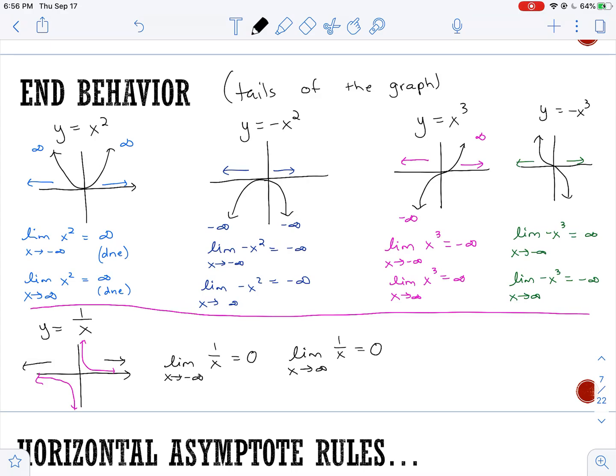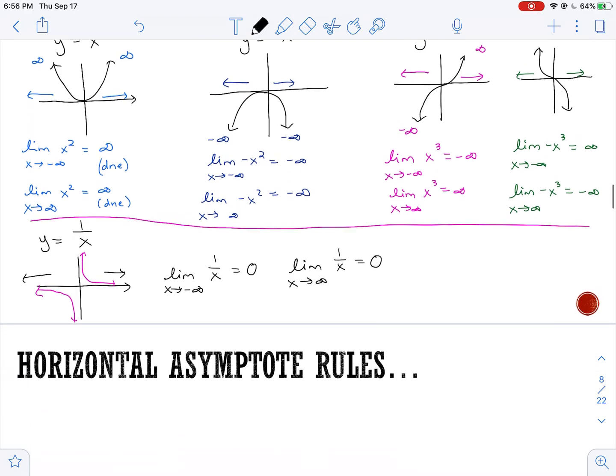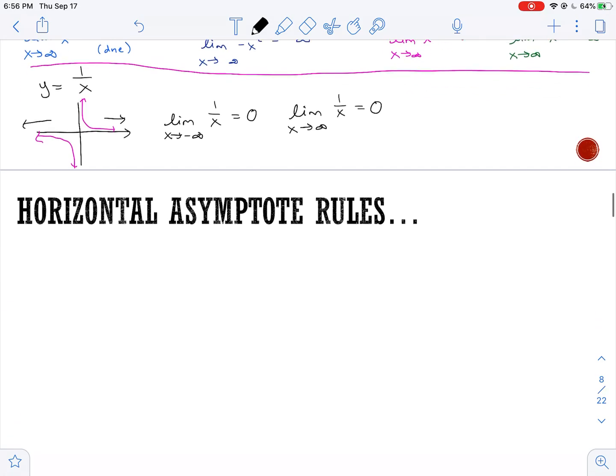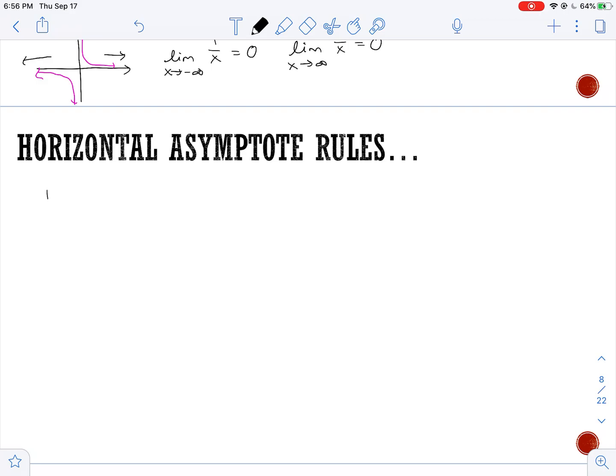And so remember, your first step in any limit problem is to plug in. So if I plugged in infinity, 1 divided by infinity, that'd be 1 divided by a really, really big number, which is going to get closer and closer to 0. So let's remember our horizontal asymptote rules. Those are the rules that apply to our rational function.